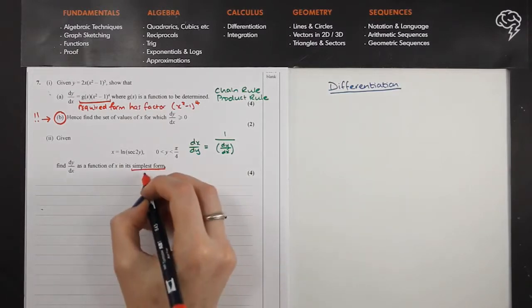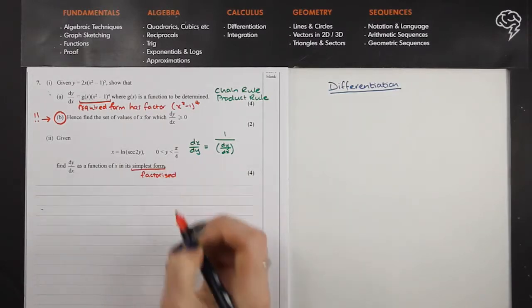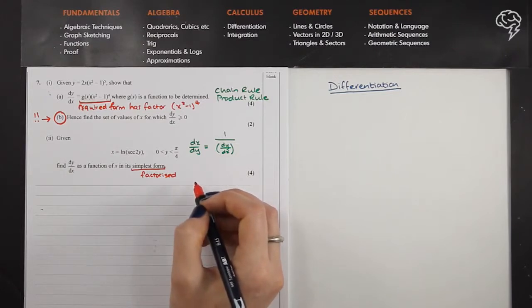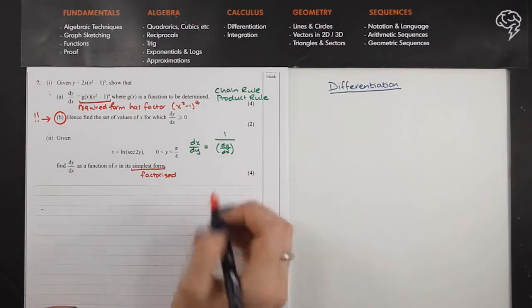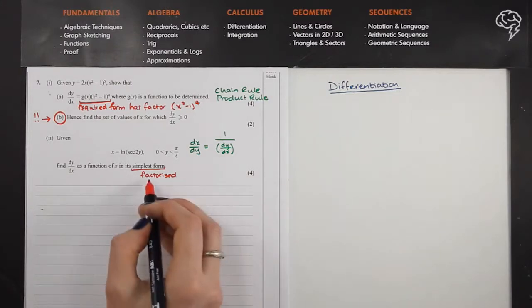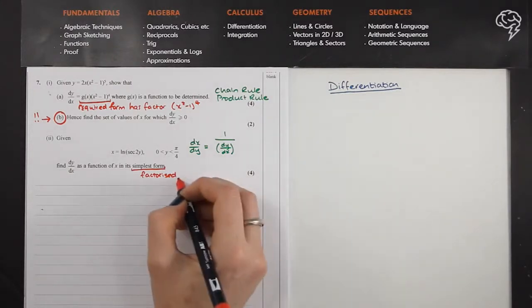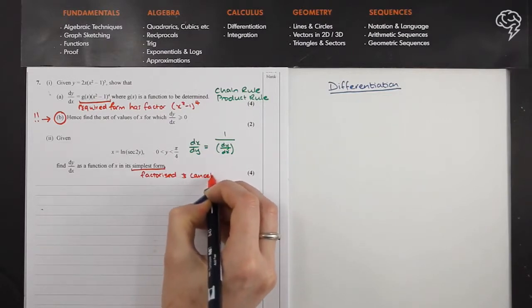So simplest form is factorised, and anything like, for example, root 8 would be 2 root 2, or ln 8 would be 3 ln 2, that kind of thing. But in this context, I think it's mostly that it's going to be factorised with things cancelled, if they can be cancelled.